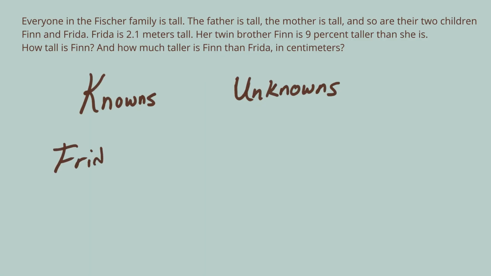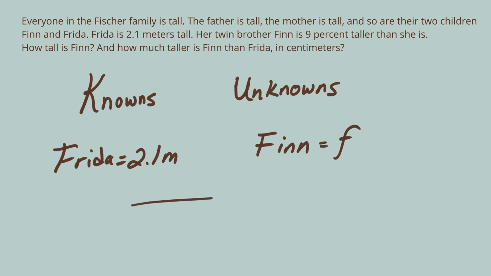We know Frida's height, 2.1 meters. We do not know Finn's height. So let's give this unknown, Finn's height, a variable name, f. We know a relationship between Finn's height and Frida's height. He is 9% taller than Frida. Let's translate those English words about the relationship between their two heights into math language.